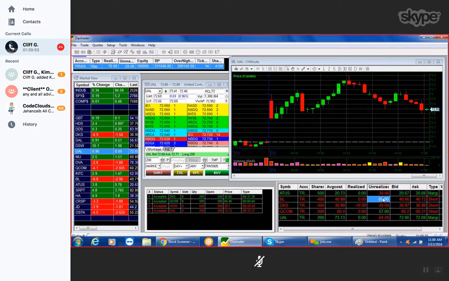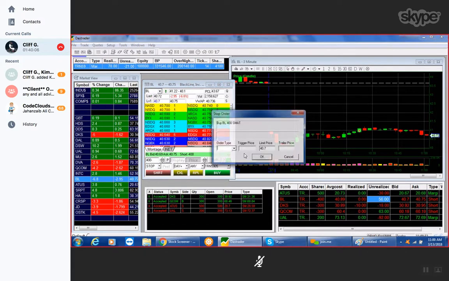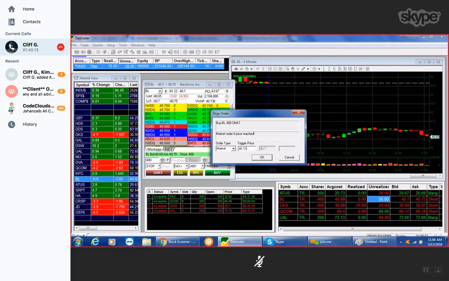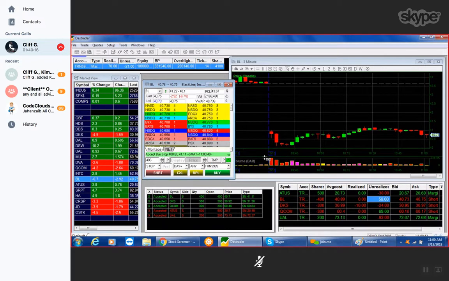All right, this BL, hey, finally got a break. Here we go. An object in motion tends to stay in motion. Now I can put my stop loss in above that 41. Market 41 spot. I better go 11 on this sucker. So my stop loss is in on that BL, and I'm actually up $56 now.